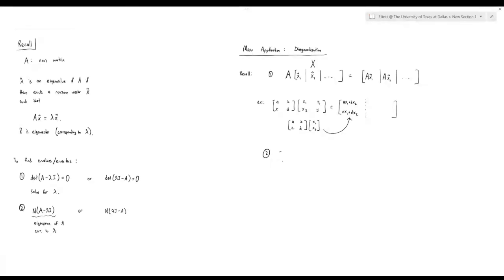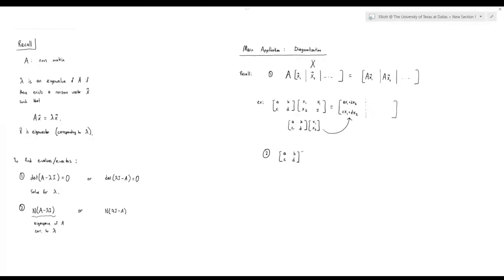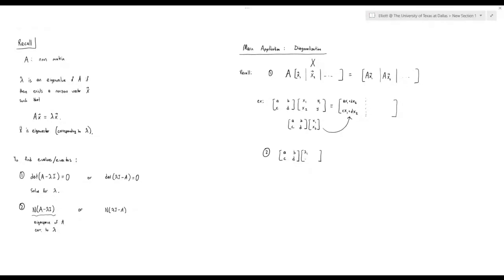Okay, maybe I'll start with the example first, and then we'll write out a general formula for what I'm trying to say. So if I take a matrix and multiply it on the right by a diagonal matrix like this, okay?